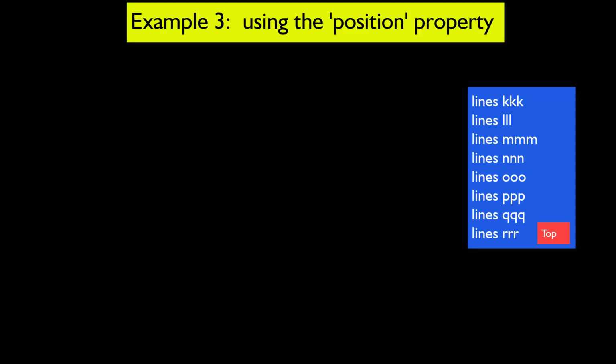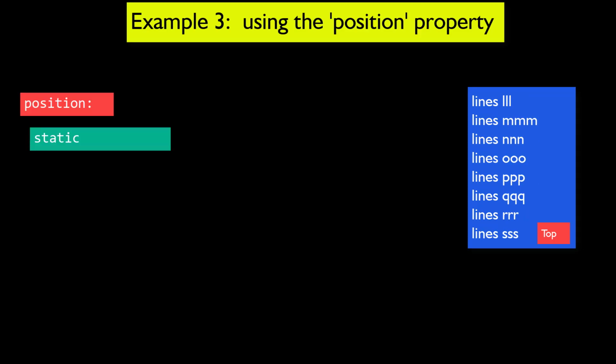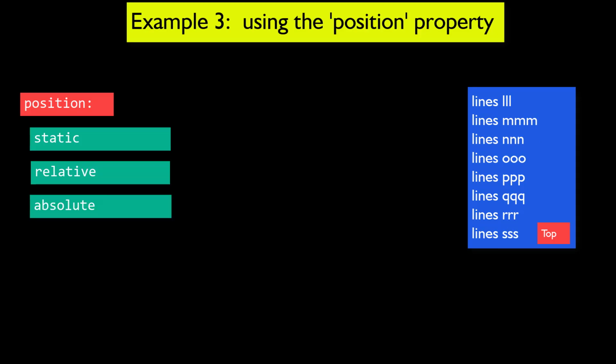So, how to keep this block with the pointer visible, even as the user scrolls down the page? Easy. We position it. There are 4 options for position: static, relative, absolute, and fixed. Static is the default, what we've been using all along. In the examples that follow, we examine the other options.